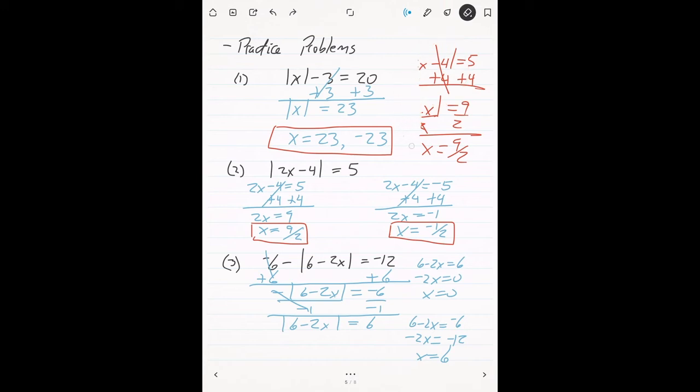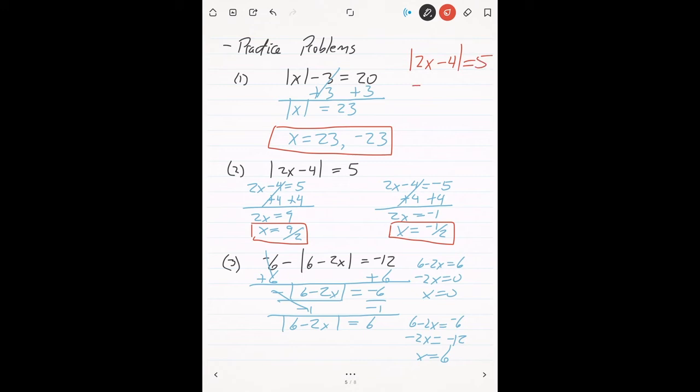Another thing that students tend to do that I want to point out, that would be kind of dangerous to this problem, is this process where they'll say, okay, well, this is just equal to 2x plus 4 is equal to 5.